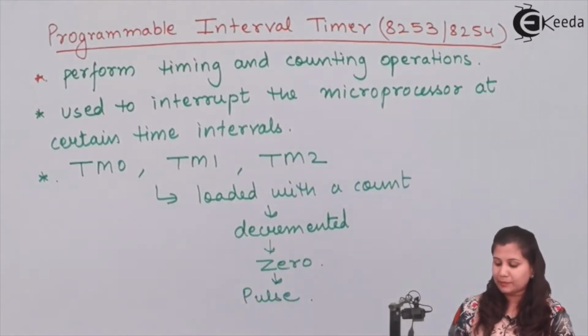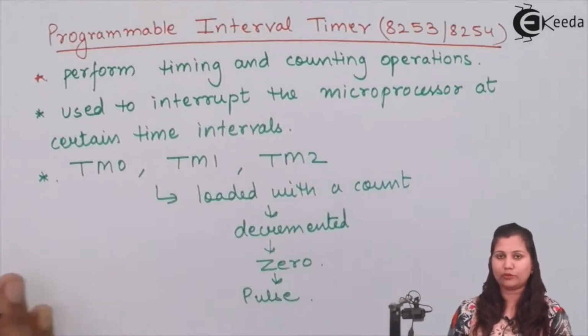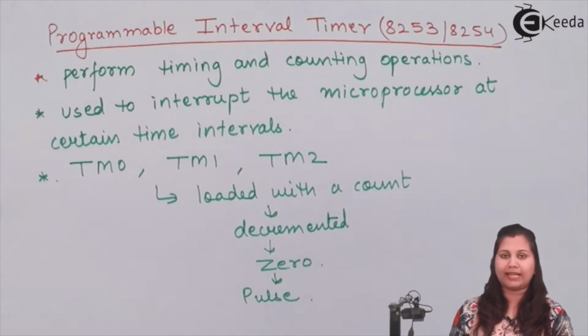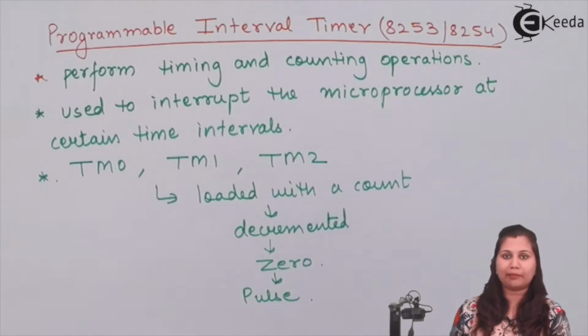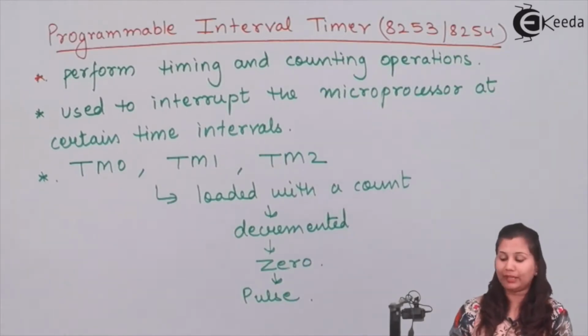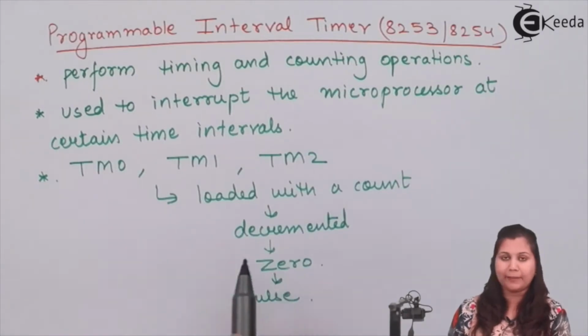Okay, and this pulse can be used to interrupt the microprocessor, or it can be used to perform various types of operations. Like it can be used to generate the pulse, it can be used to interrupt the microprocessor, it can be used to count the number of events. So various types of operations which involve timing and counting can be performed using this method.